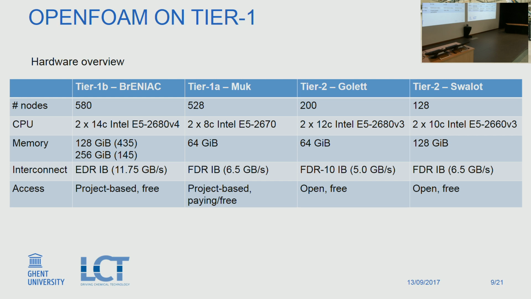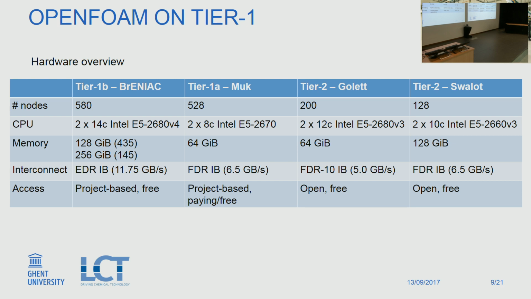Memory requirements. I assume we never face memory issues because we parallelize over a sufficient amount of cores. I think in most of these cases it will be similar. So even the 64 gigabytes in Golett is sufficient. You have 128 in Breniac, and even fat nodes with 256 for memory-intensive jobs.